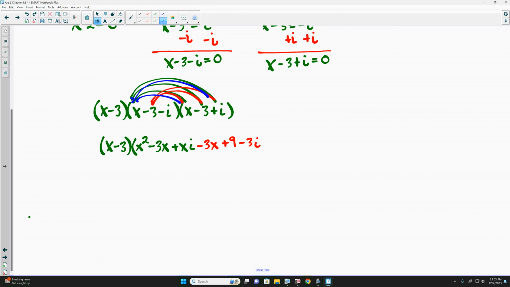Then our last multiplication is going to be with, not x, it is going to be with our negative i. Negative i times x is negative xi. Negative i times negative 3 is plus 3i. And negative i times i is negative i squared.